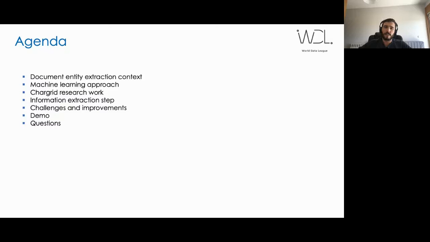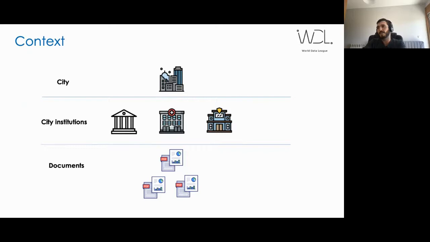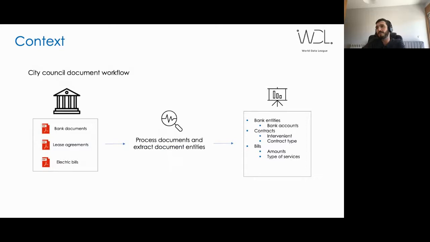So let's start then. Since we are in the context of smart cities, the city itself is composed of different institutions, and these institutions trade a lot of documents in different formats, PDF, images, and so on. You can imagine the day-to-day of these institutions dealing with huge amounts of documents. If we focus on just one of the institutions, let's say the city council, let's think about the workflow of this institution. Imagine dealing with bank accounts, lease agreements, some electric bills, for instance.